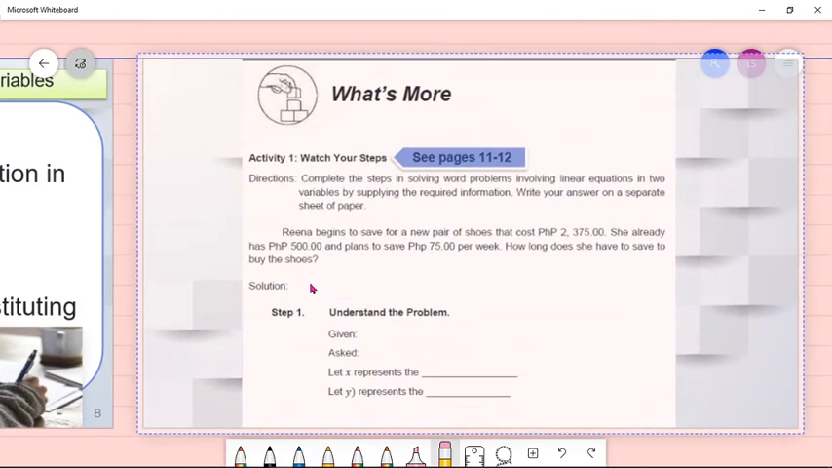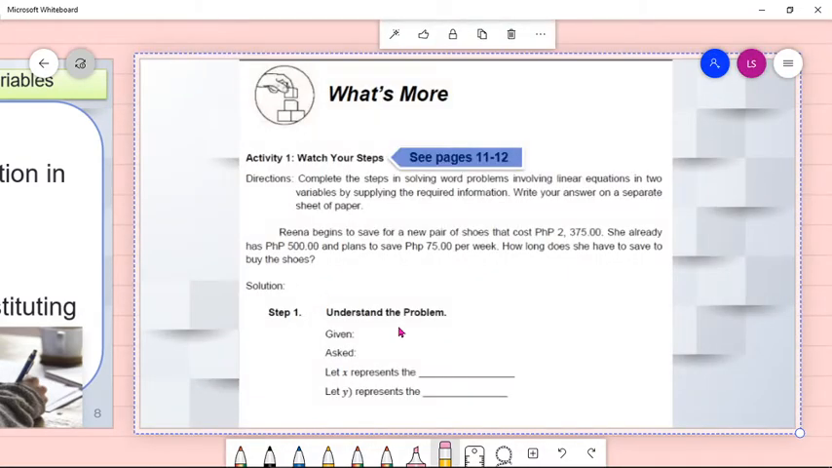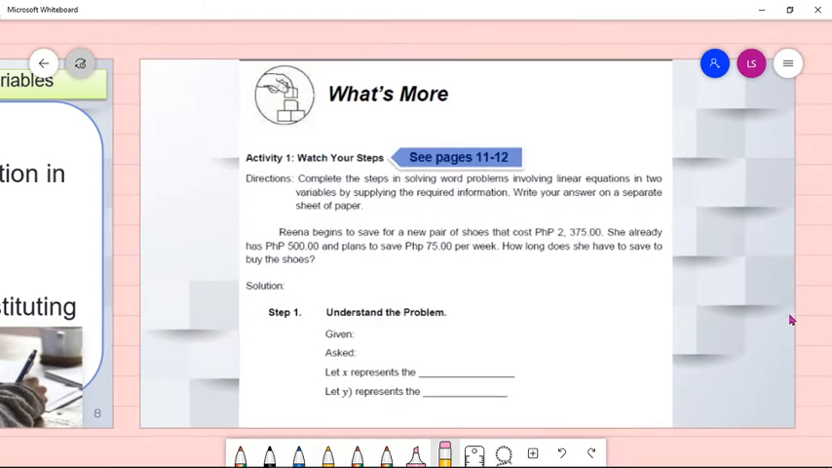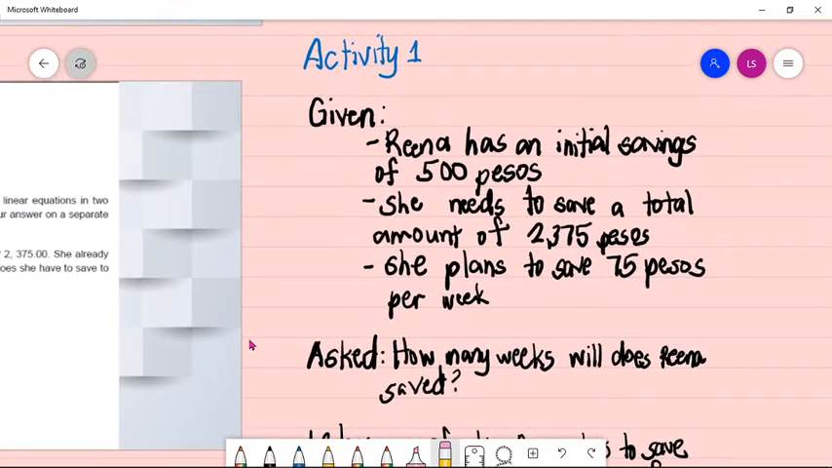So here is the solution. We're going to complete this. First is understand the problem. So you're going to write the given, the asked, and the representation of the variables x and y. So I'll give the answer here.